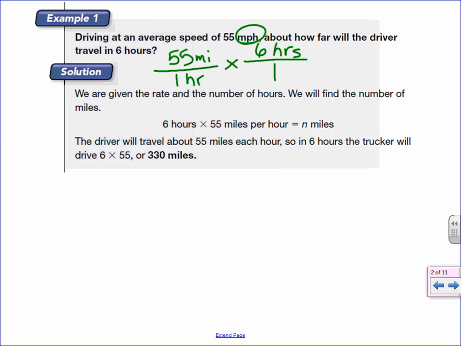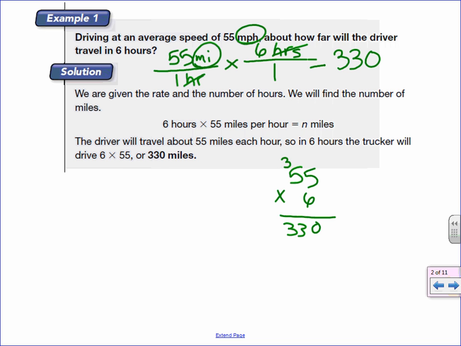And since they didn't tell me anything else, it's going to be just over plain old 1 like we did in the conversion problems. Remember, in conversion problems, when units are diagonal and they're the same, they'll cancel out. So I'm going to be left with miles as my units in the end. So I'm going to do 55 times 6. 5 times 6 is 30. And then 5 times 6 is 30, plus 3 is 33. So that would be equal to 330, and then remember my units are miles.